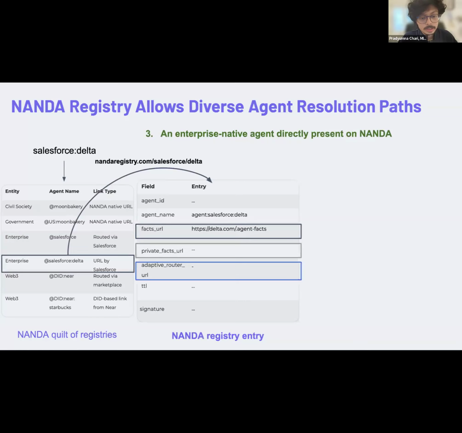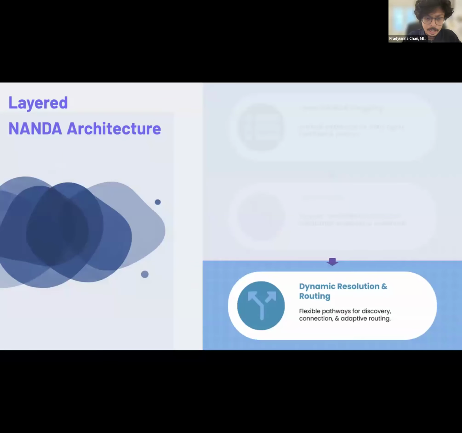The final type is, of course, enterprise administered and authorized agents, but those that directly exist within the NANDA registry. For example, looking at Salesforce Delta, this exists on the NANDA registry directly. So the search would go to an entry within the NANDA registry and then further move on to the agent facts or the adapter router. This continues for Web3 type agents, where you can have Web3 registries or agents that exist directly on the NANDA registry as well. The goal is to allow for diverse administration, decentralized authorization to allow for the scale that AI agents require. Finally, I'll hand over to John to talk briefly about the dynamic routing and resolution layer.